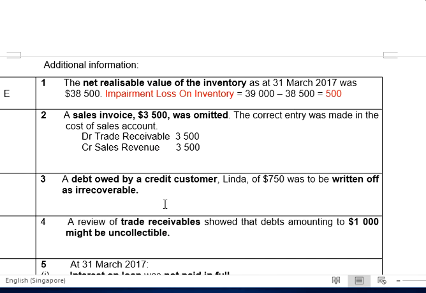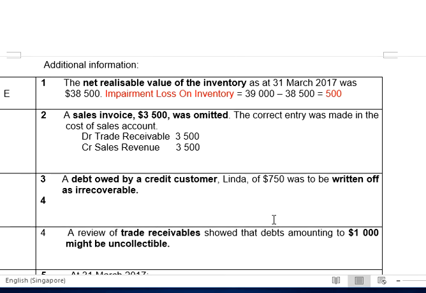Adjustment number 3 tells us that a customer cannot pay you, so you are asked to write off her debt. Since she cannot pay you at all, you need to decrease trade receivables when you write off the debt of $750.